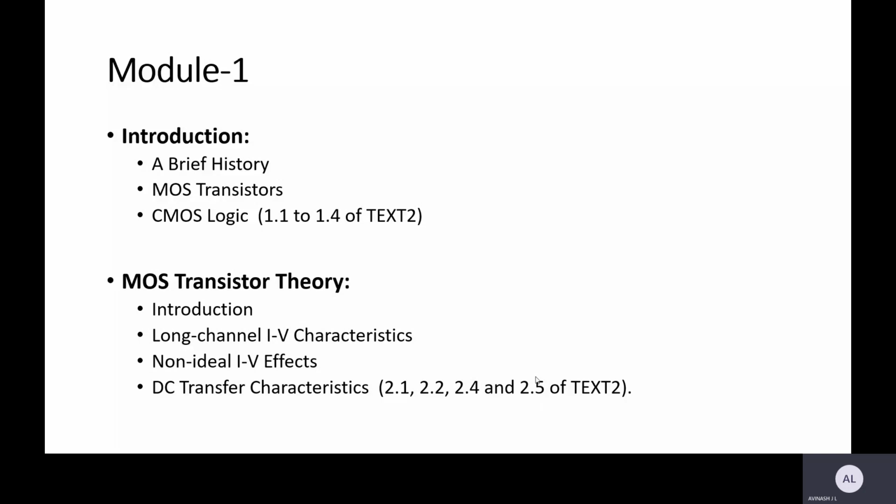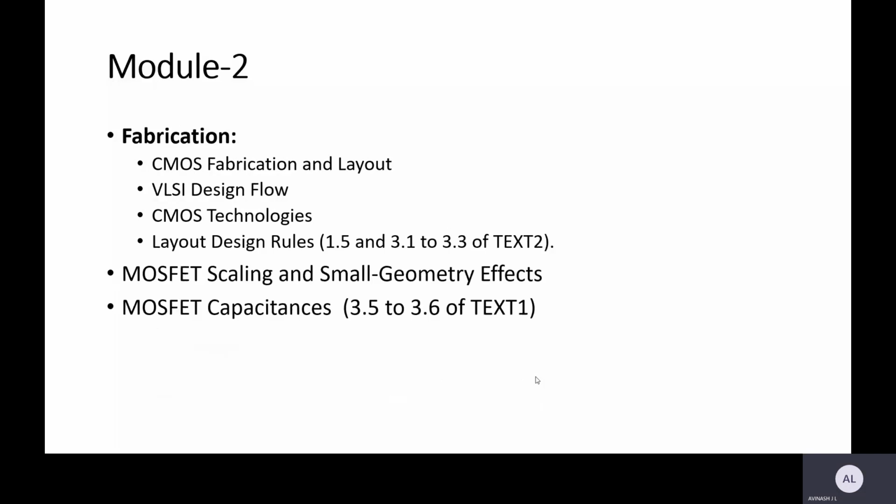Here we can see that there are two textbooks for you. At the end of the session, I will tell you the names of the textbooks. As per the syllabus, we need to refer to textbook 2 for module number 1. The topics to be learned from the textbook are mentioned here: 1.1 to 1.4 of textbook 2, and the second part is 2.1, 2.2, 2.4 and 2.5. So 2.3 is excluded.